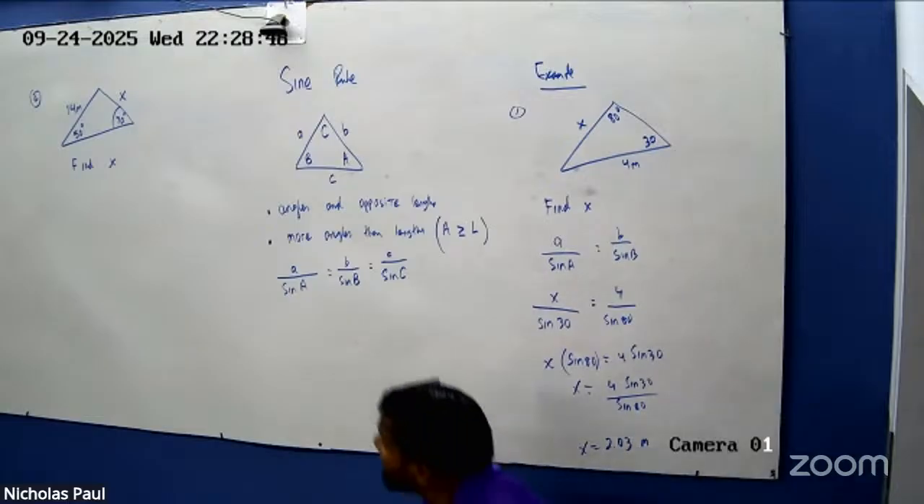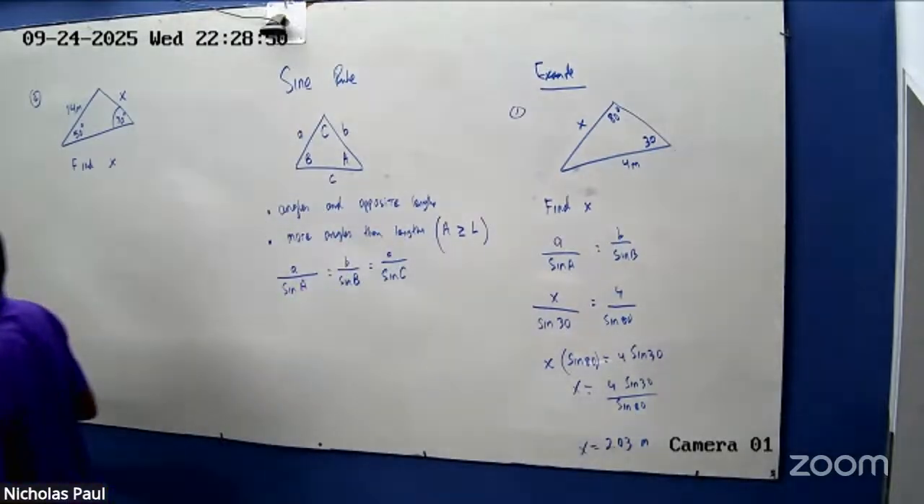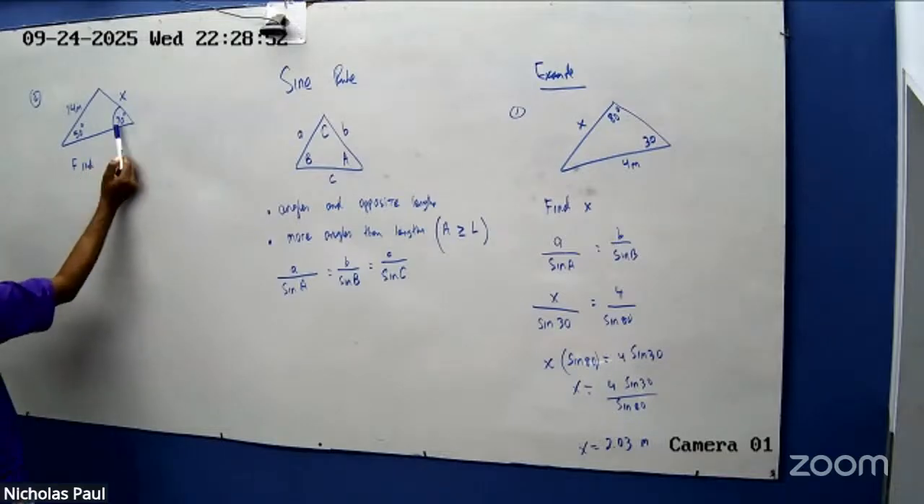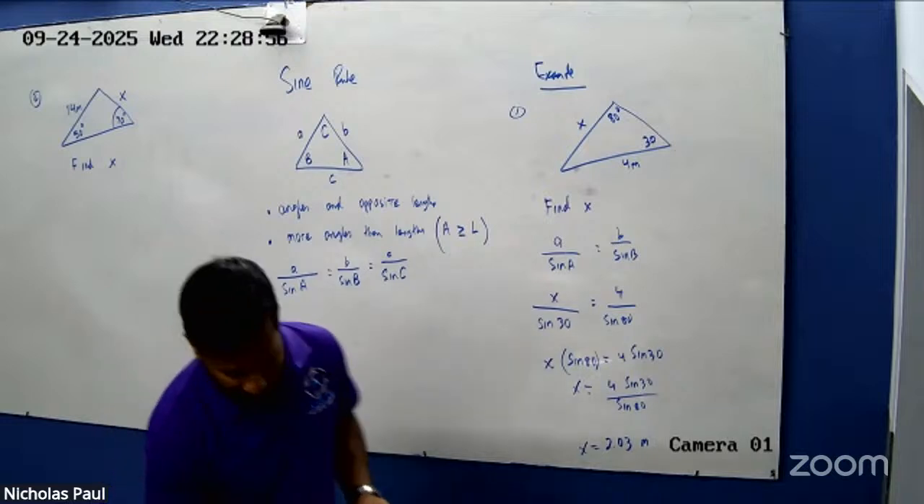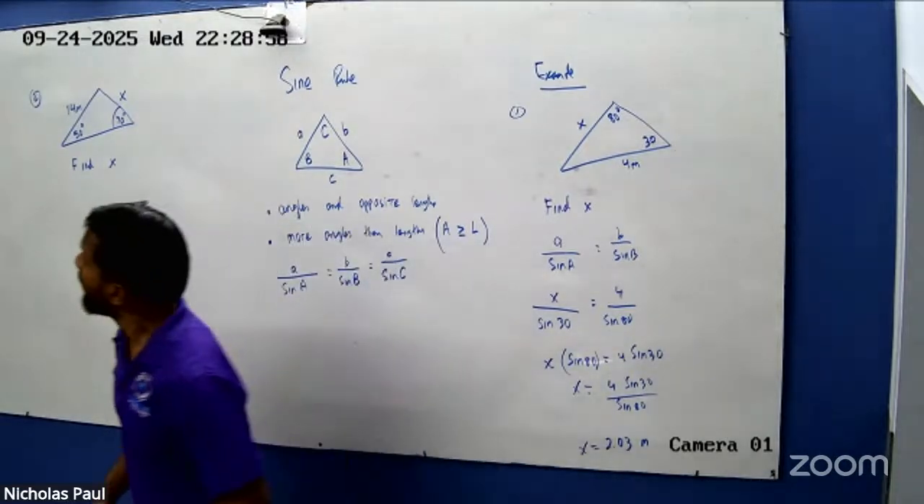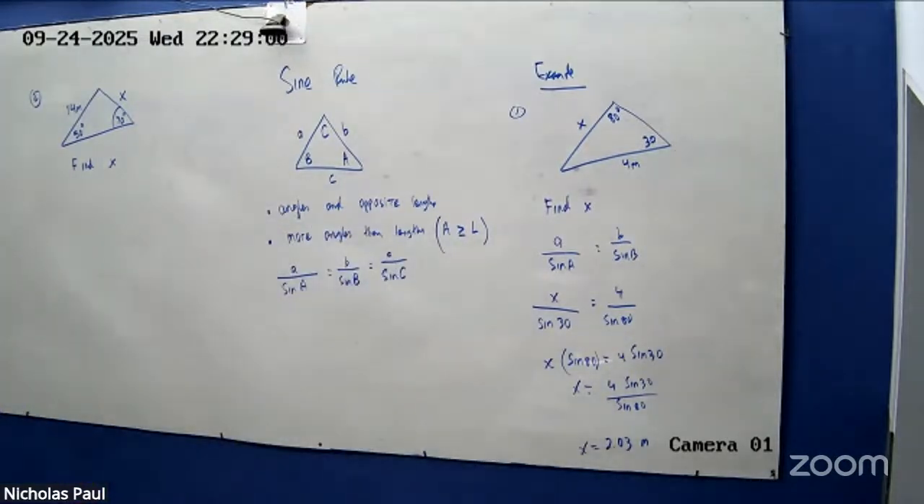Oh, you're not 60 degrees? Sorry, I wrote a little bigger. But it's 50 degrees and 70 degrees. That's how it is on the board. It's 70 degrees and 50 degrees.